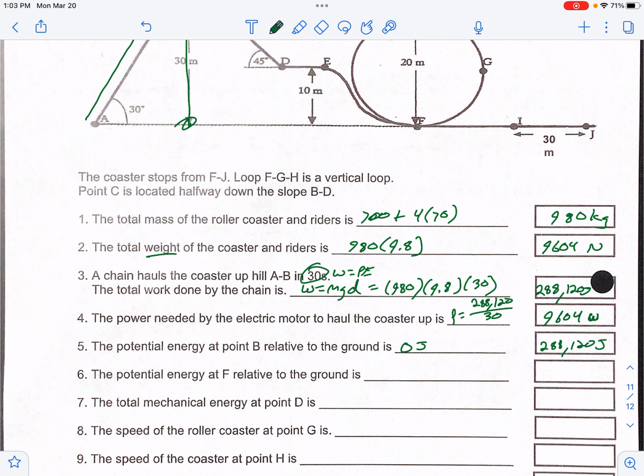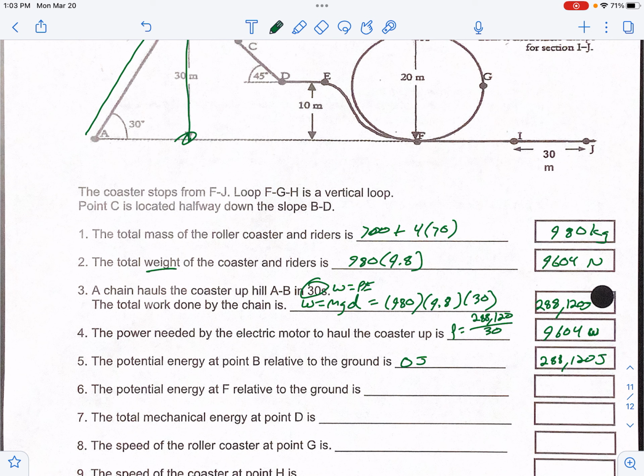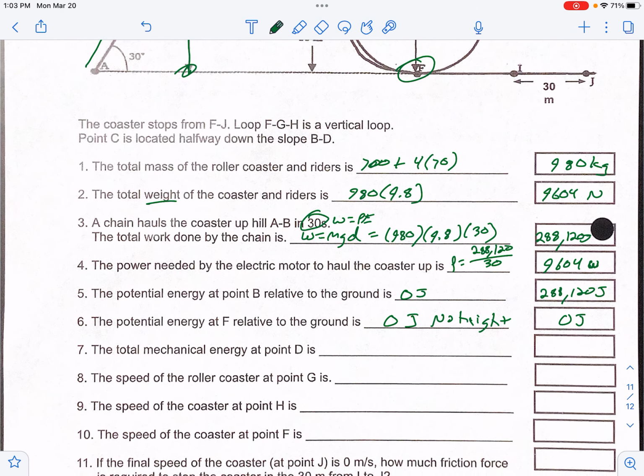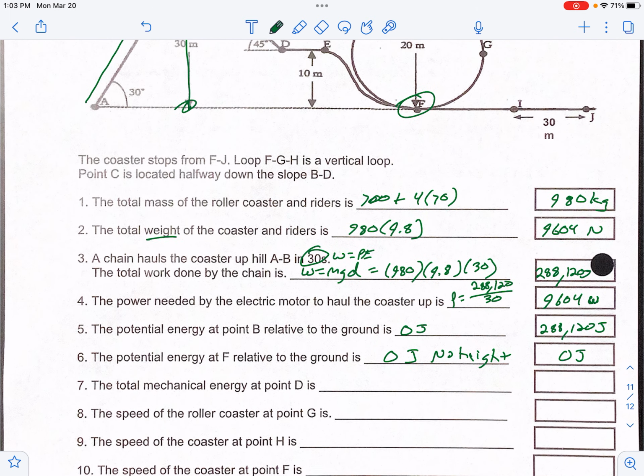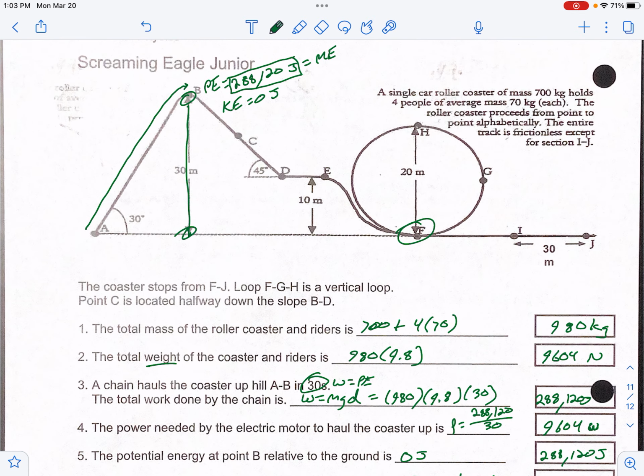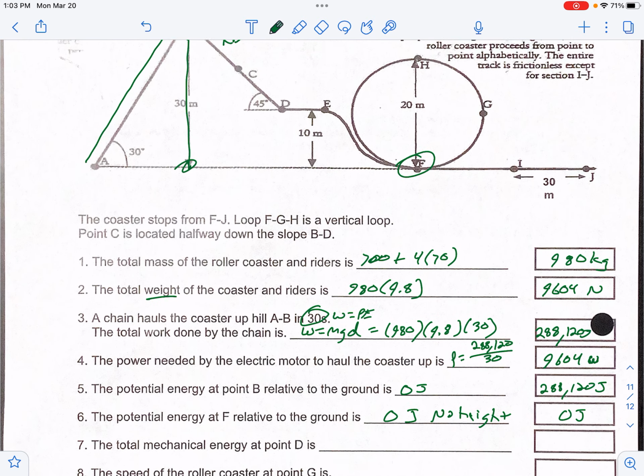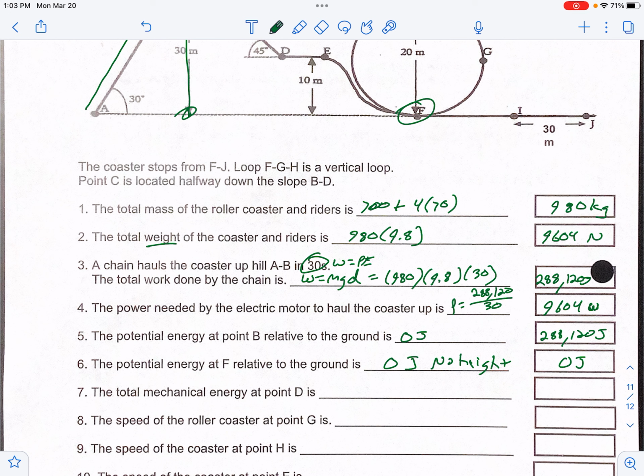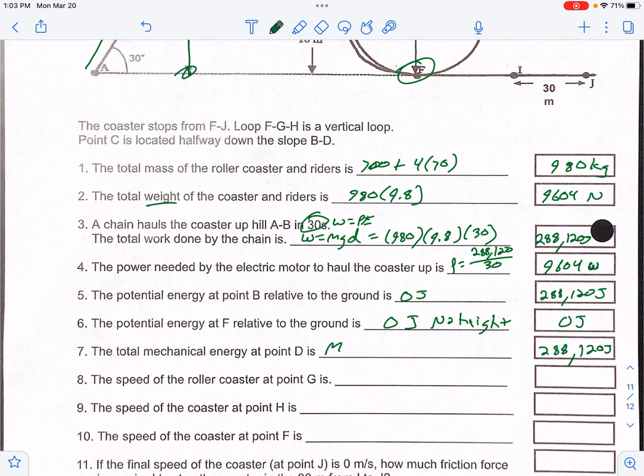Number 6, the potential energy at F relative to the ground. So point F right here. So I've got 0 joules there because I have no height. So 0 joules. 7, the total mechanical energy at point D. So luckily we already found mechanical energy up there at point B. Okay, so that mechanical energy is not going to change. So it's going to be the exact same. 288,120 joules. Okay, so remember, mechanical energy equals potential plus kinetic.